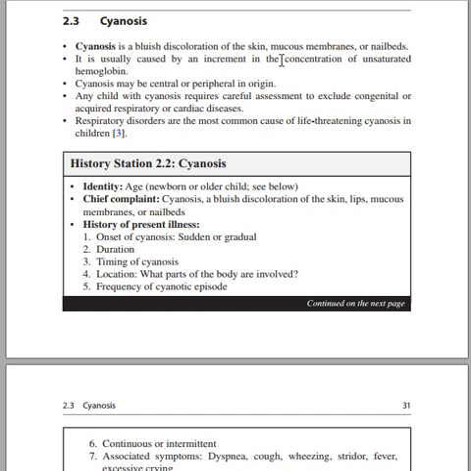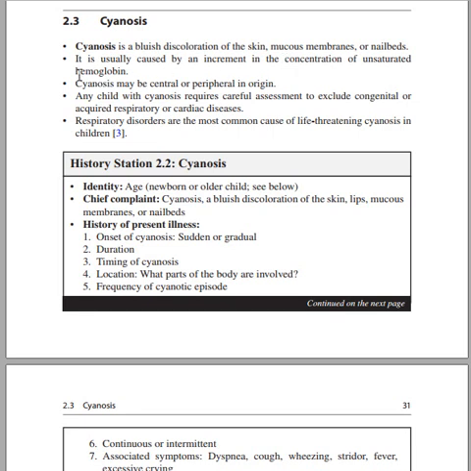Usually central cyanosis exists together with peripheral cyanosis, and when you have central cyanosis, you much more think of a cardiac origin. But when you have peripheral cyanosis, you can think of a respiratory origin, except when the respiratory cause is very severe, in which case it can also result in central cyanosis.